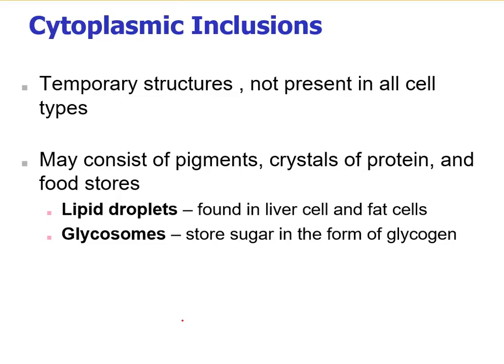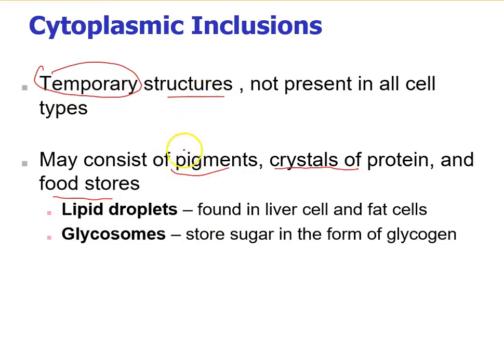So far we talked about the cytosol and organelles, and now we are going to talk about the inclusions. Cytoplasmic inclusions are temporary storage in the cells depending on the cell's need, and they are not present in all cell types. The pigments, crystals of protein, and food stores are inclusions. They do not have a metabolic function. So as I mentioned before, it is a temporary storage or temporary structure.